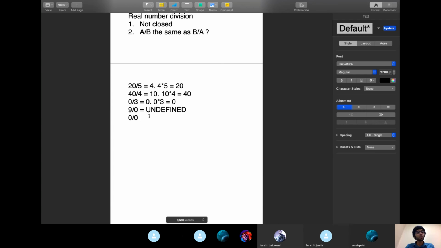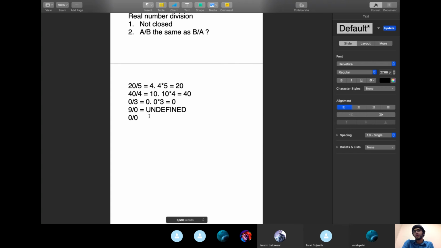So it's undefined. Same thing about 0 divided by 0. You have no chocolates. You have no people. And now you're asking how many chocolates each person gets? You cannot answer that question. There are no chocolates. There are no people. It's not so simple to say that it's 0. It could be 0, but we cannot say that it is 0.